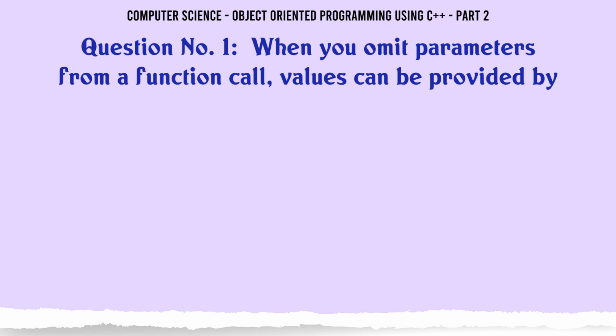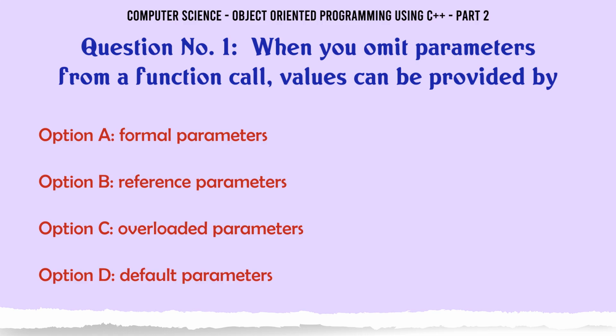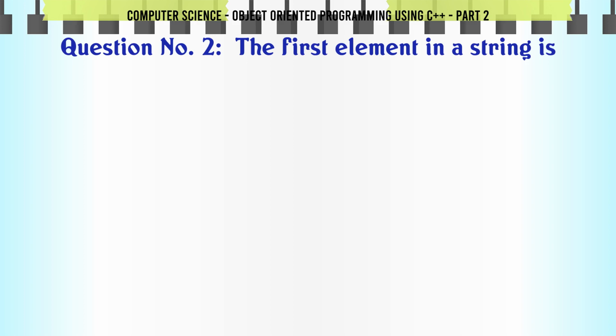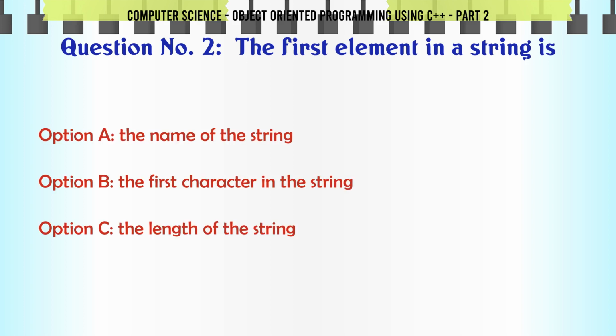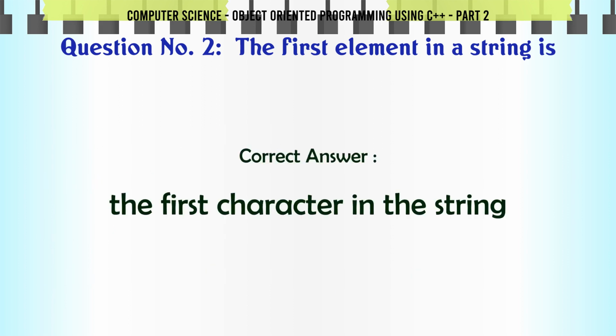When you omit parameters from a function call, values can be provided by a. formal parameters, b. reference parameters, c. overloaded parameters, d. default parameters. The correct answer is default parameters. The first element in a string is a. the name of the string, b. the first character in the string, c. the length of the string, d. the name of the array holding the string. The correct answer is the first character in the string.